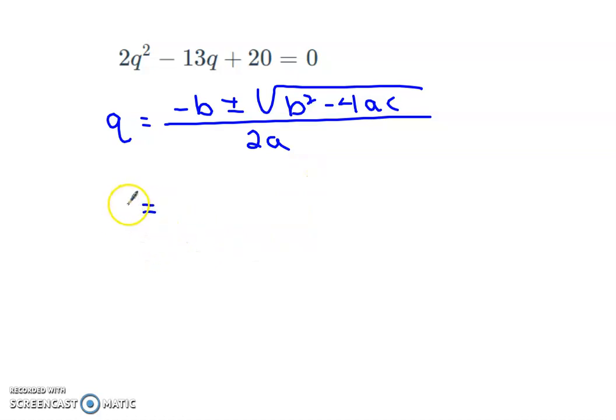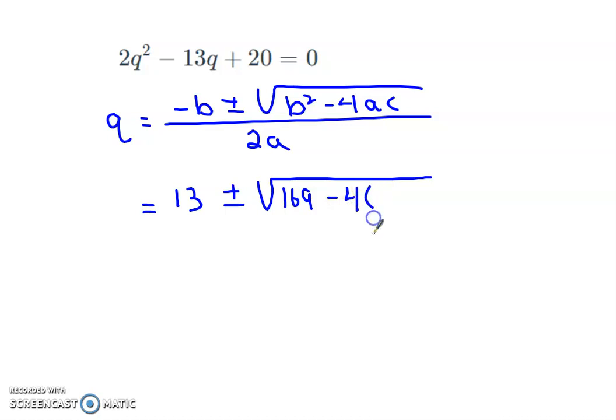Here's the first thing that gets confusing to people. That says negative B, or opposite of B. Well, B's already negative. Well, yes, B is negative, but this says take the opposite of B. So we'll use 13. That's the opposite of negative 13. Plus or minus the square root of 13 squared, that is 169, minus 4 times A, which is 2, times C, which is 20. Okay. Big fraction bar, all divided by 2 times what A is, so 4.